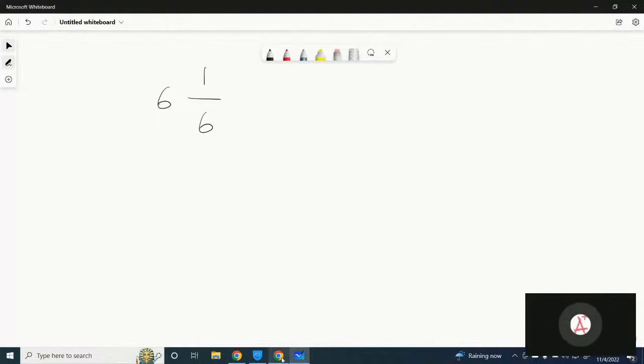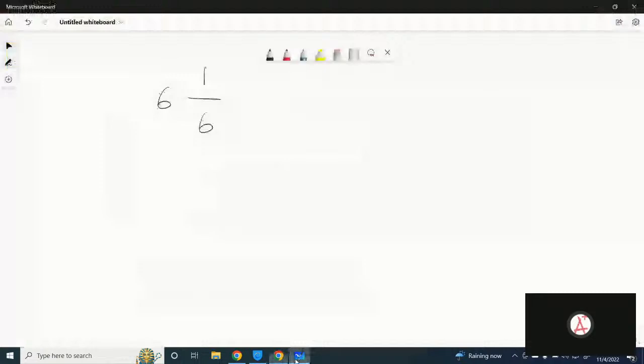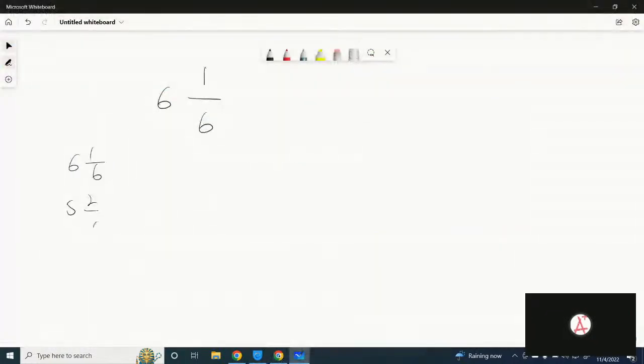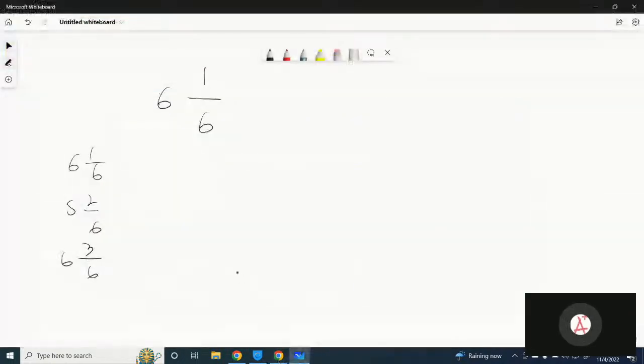Okay, the one that is shown is 6 whole 1 by 6. Now you have to find, out of these given numbers, the one that is greater than 6 whole 1 over 6. Got it? Let's start with comparing the first one. Let me write them down on board. 6 whole 1 by 6, then 5 whole 2 by 6, then 6 whole 3 by 6, and then 5 whole 3 by 6. So which one is greater?